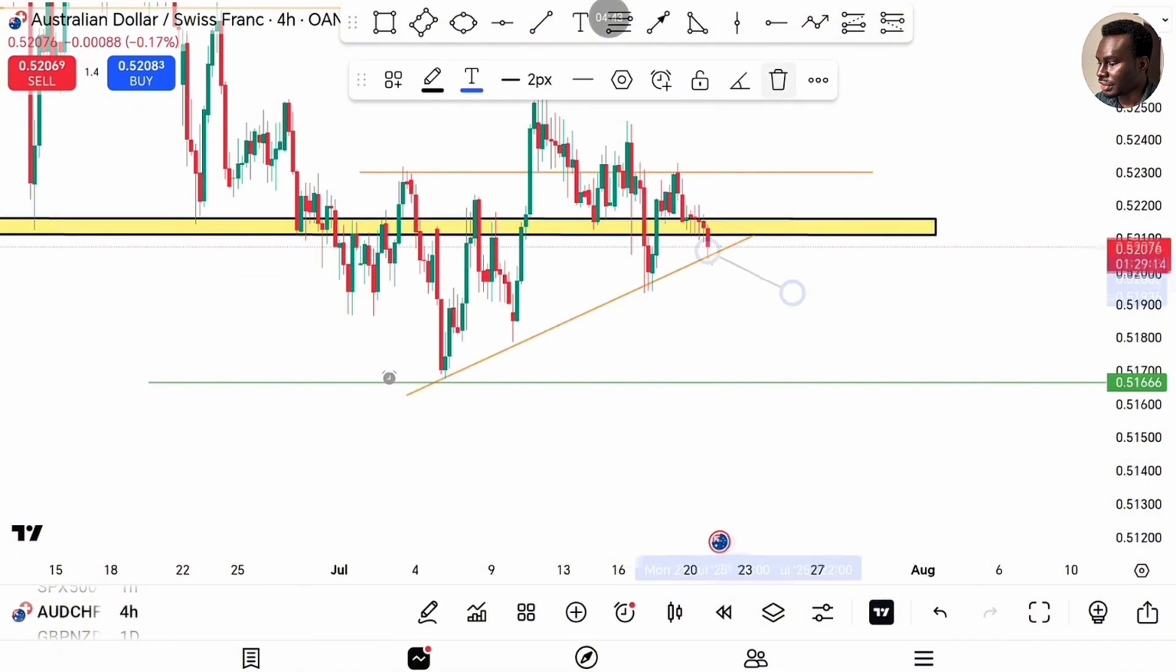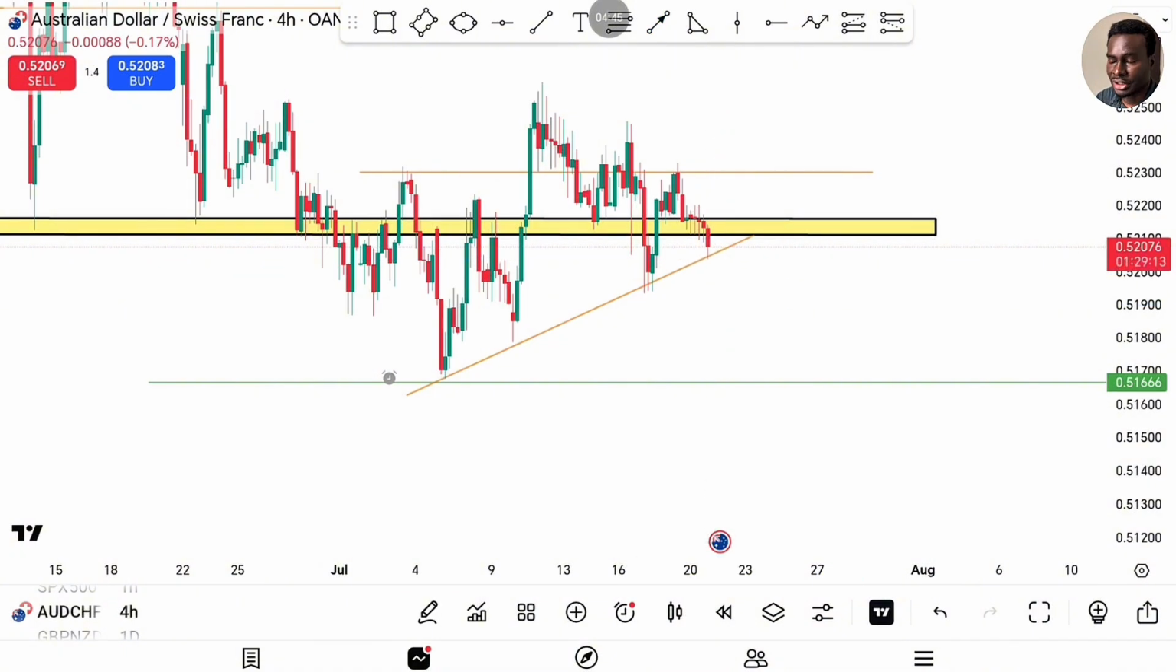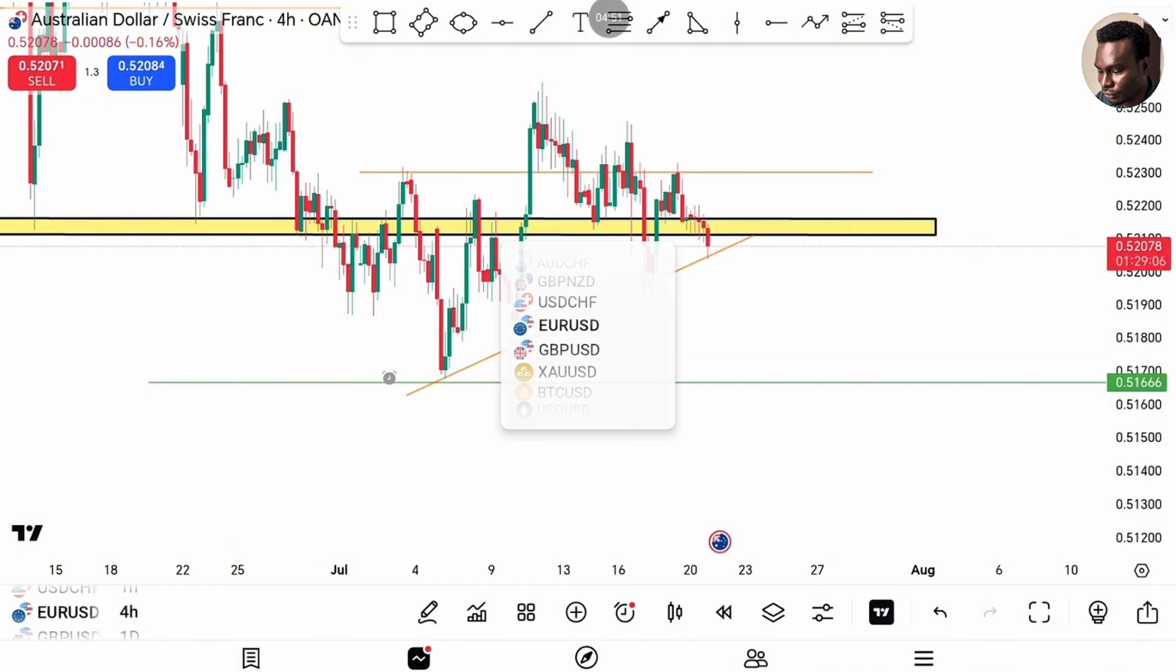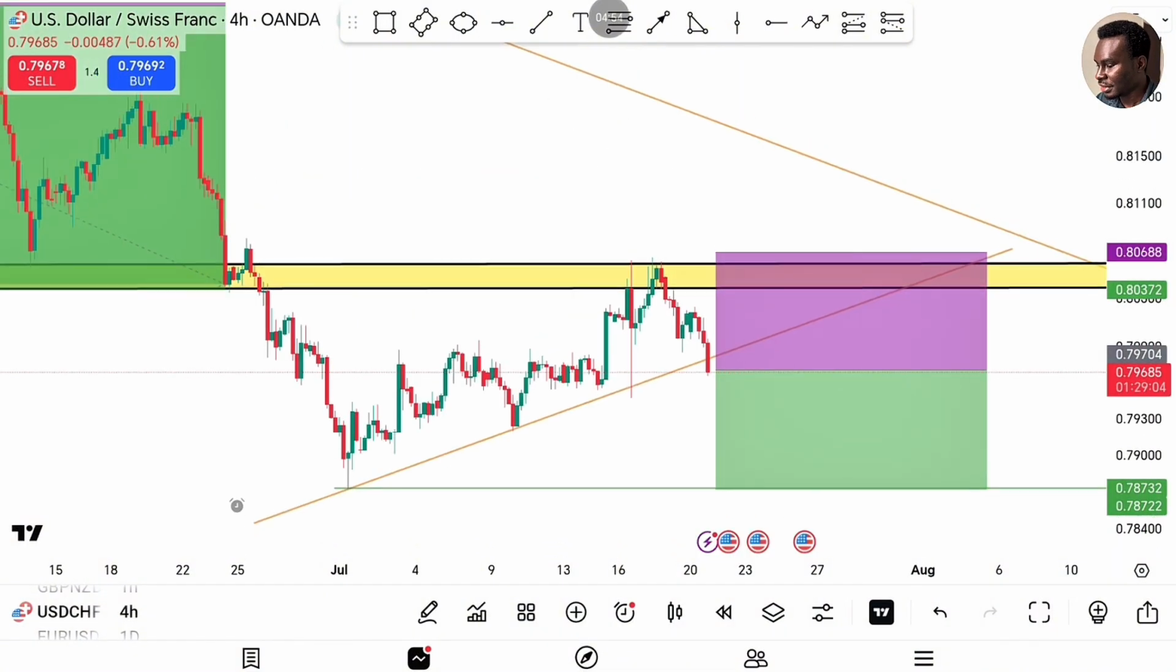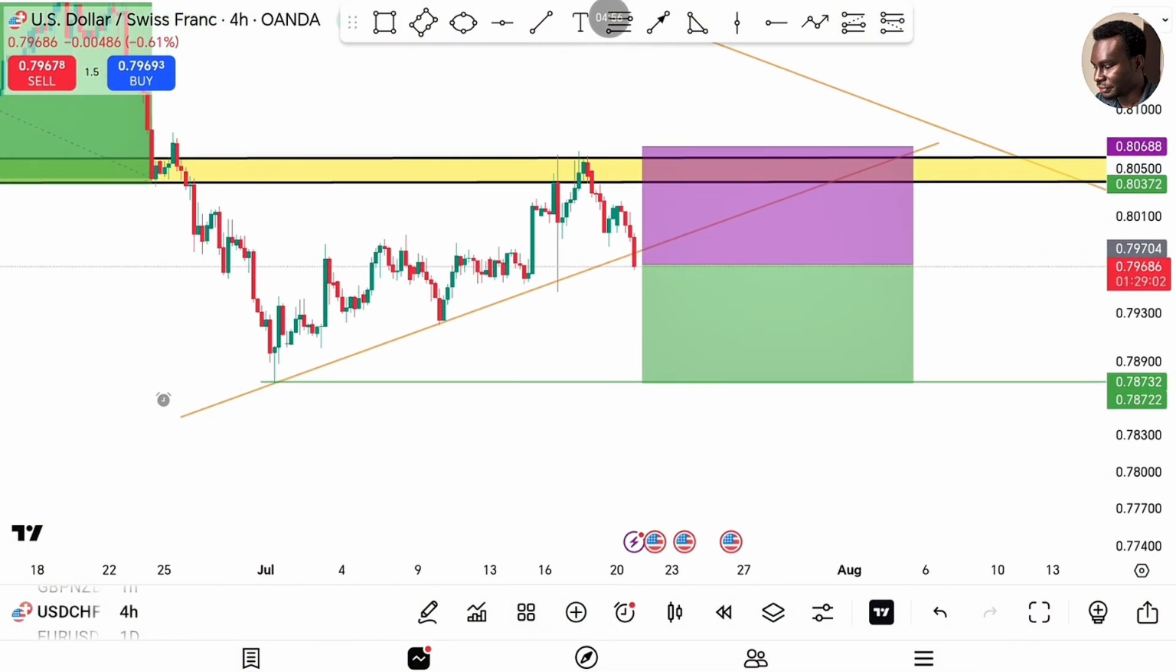So AUDCHF is trying to give us that setup. I'll be watching it closely. However, I'm not trading it for now. Let's go over to the one that I'm looking at closely, the juiciest of all of them, which is USDCHF. Now, USDCHF, you can see how I've set up nicely for this trade.